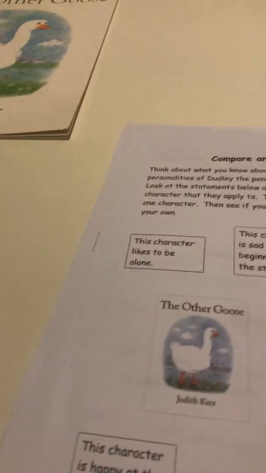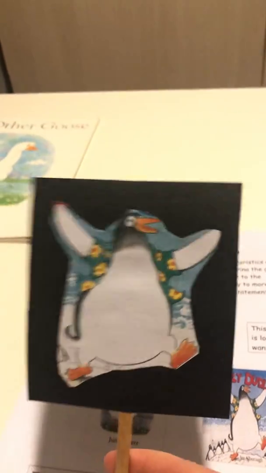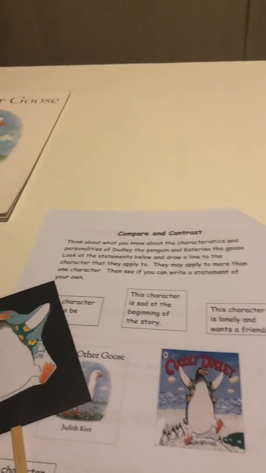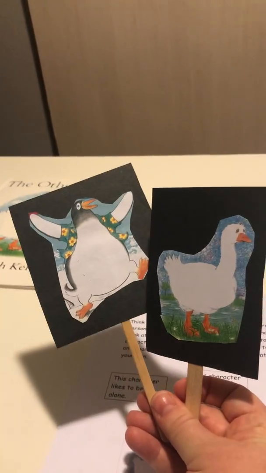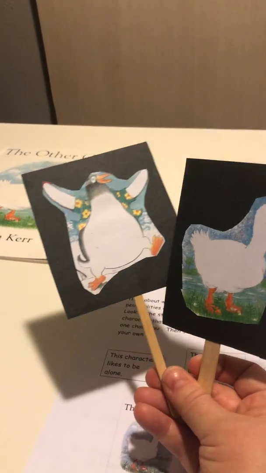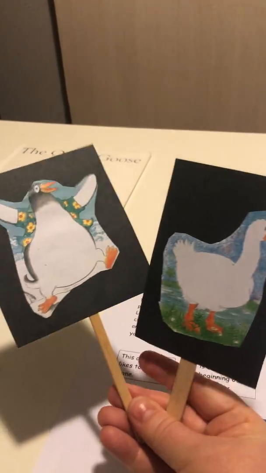Now onto this page. This is our compare and contrast. Remember last week our character was called Cuddly Dudley and he was a penguin. And this week our character is Katerina the goose. So have a think about these two characters. They're both quite different, but in some ways they might be similar. So we're going to compare and contrast their characteristics and their personalities. So have a think about them first. See how you could describe Cuddly Dudley or how you could describe Katerina. And then have a look at the questions.